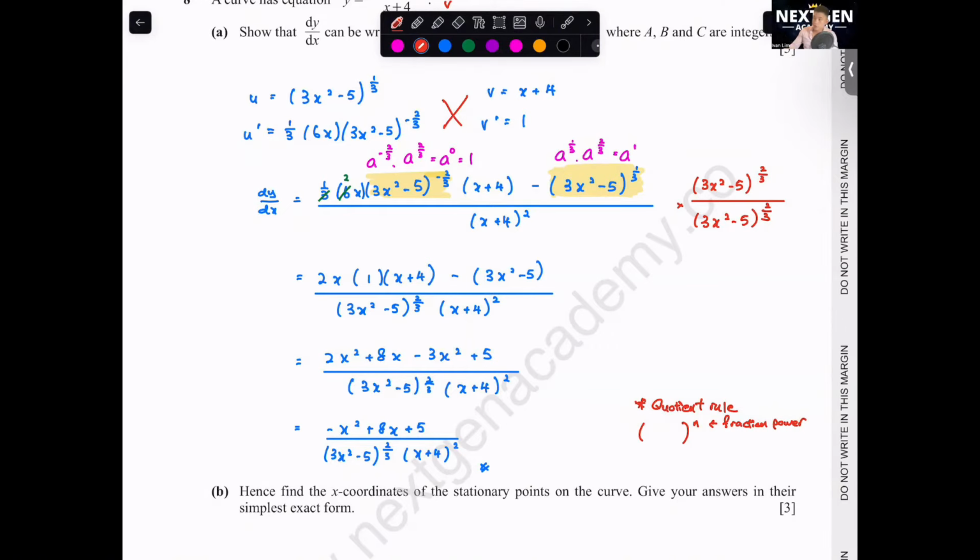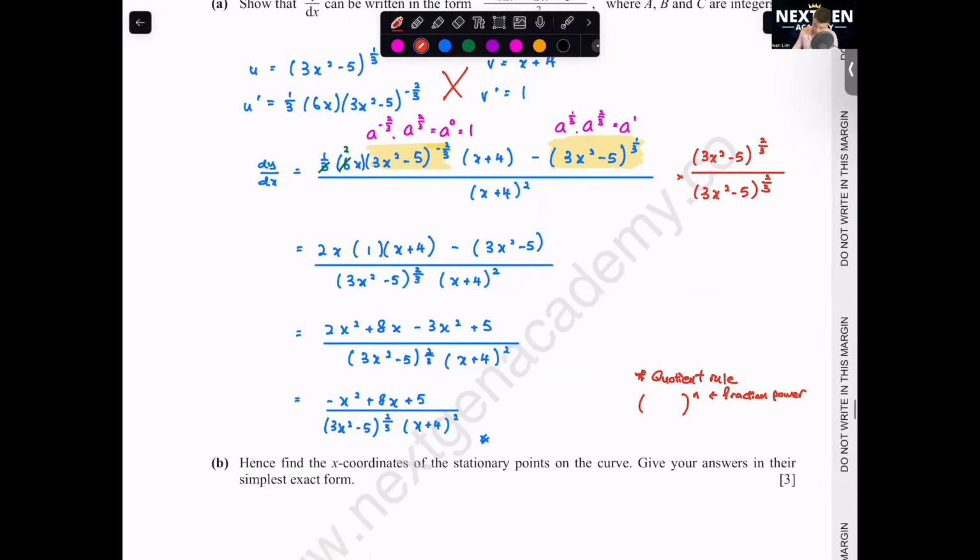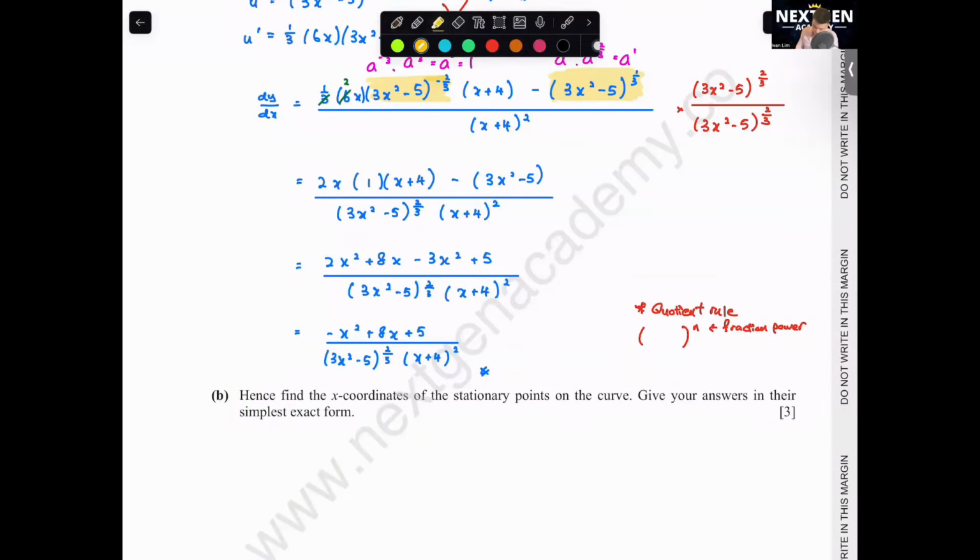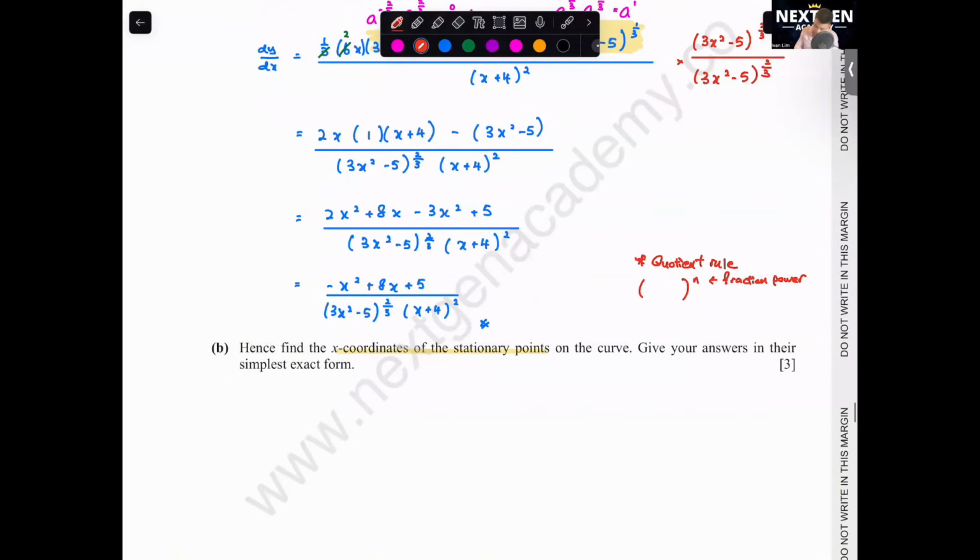It's always the same format. Okay, let's go to question B. Hence, find the x coordinates of the stationary points of the curve. Give your answer in their simplest exact form. Okay, when they say stationary point, turning point, we'll do dy over dx equals to 0.